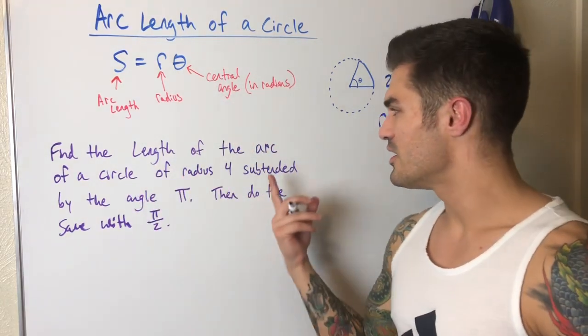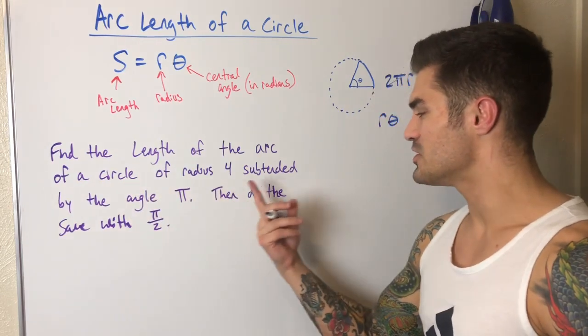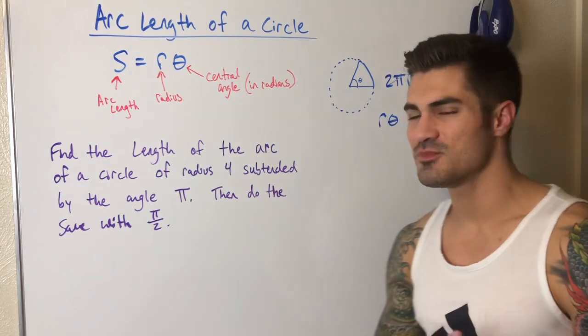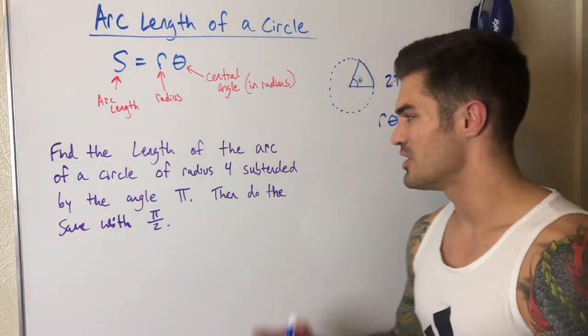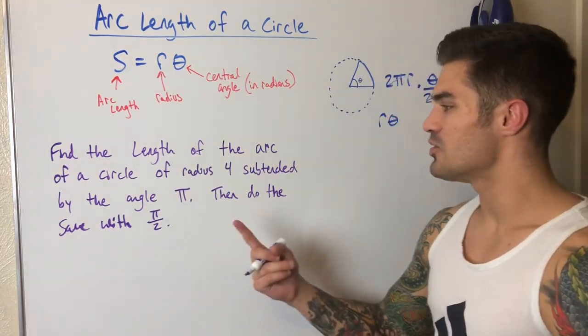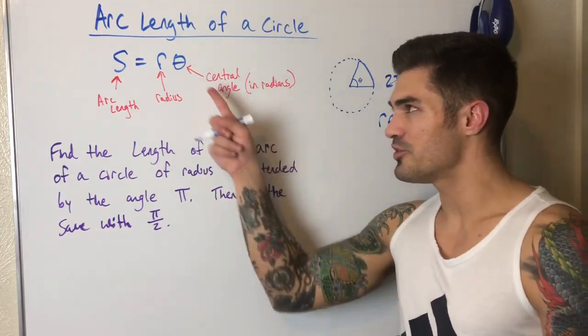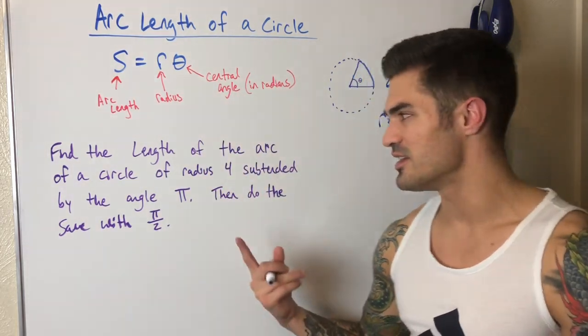And if you're still a little bit confused on how this works, let's try an example. Find the length of the arc of a circle of radius 4 subtended by the angle pi, okay? Subtended just means formed. It's a fancy word, just formed by the angle pi. So our theta is pi, our radius is 4. You could just plug those in and probably do that in your head and get the answer.